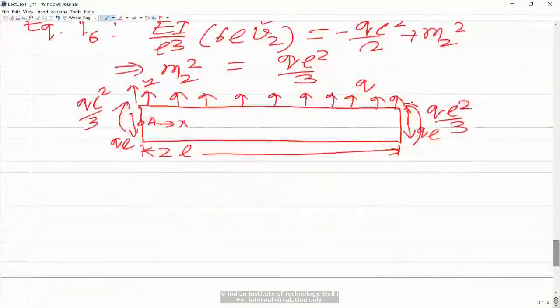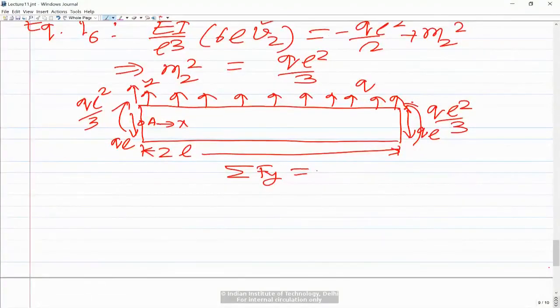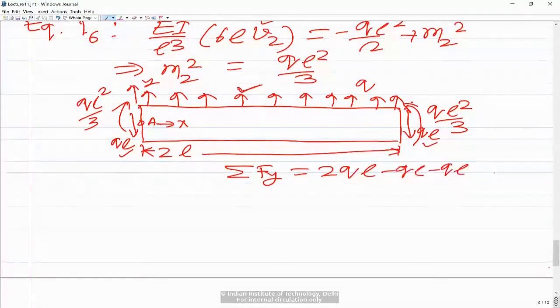Now again, if you want to check whether the equilibrium of the whole beam is satisfied or not, you check the sum of Fy equal to zero. Now you calculate this. In the positive y direction, this force per unit length is small q and the total length is 2l, so this will become 2ql, and then the reactions at the left and right are in the downward direction. So minus ql, and you see this is equal to 0. So the equilibrium equation is satisfied.